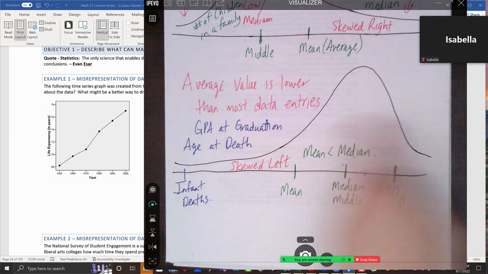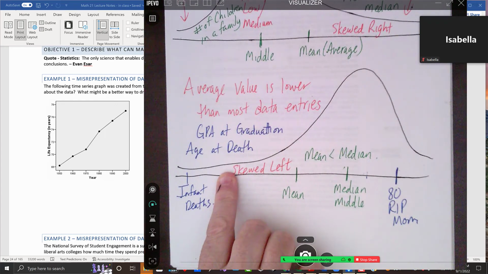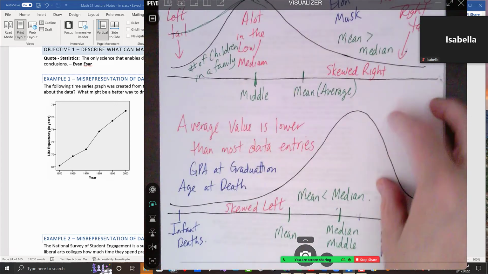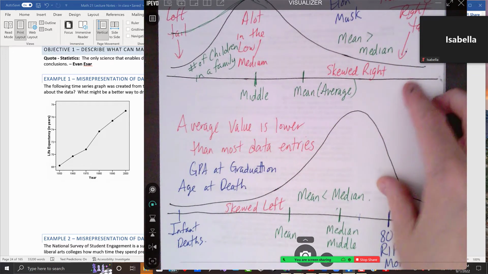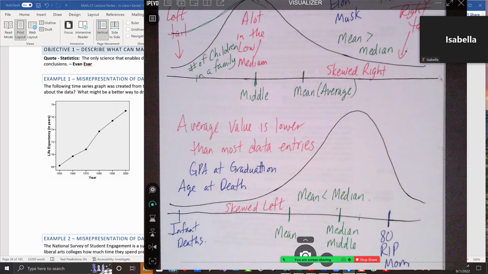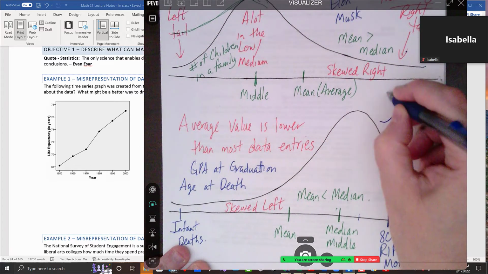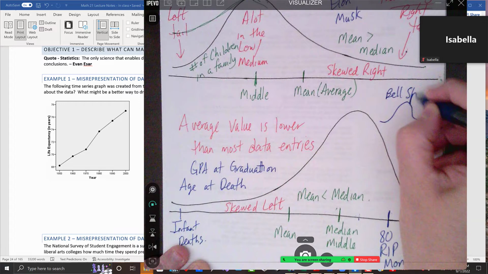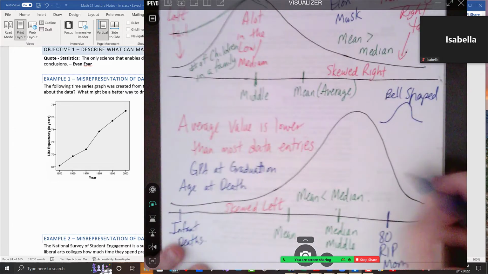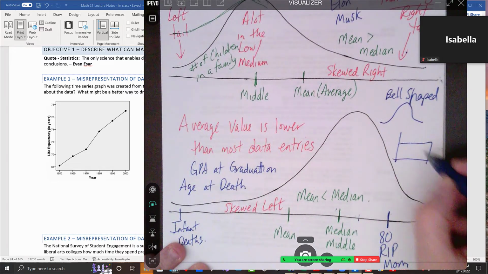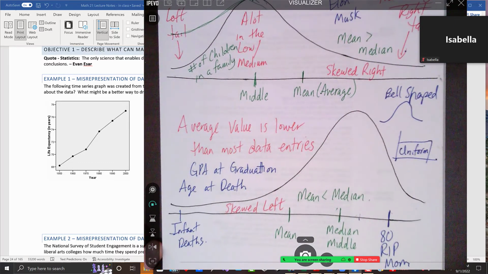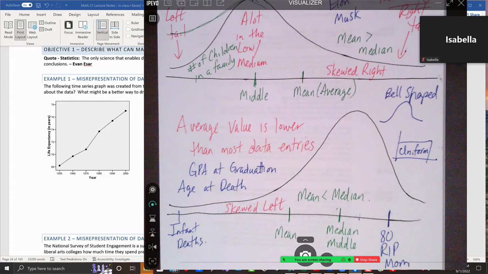This is skewed left. The tail on the left is longer. Skewed right, the tail on the right is longer. When the tails are about even, we have the bell shape. And when we don't have a hump and it's just like a flat line, that's called uniform. Do you have any questions on that?